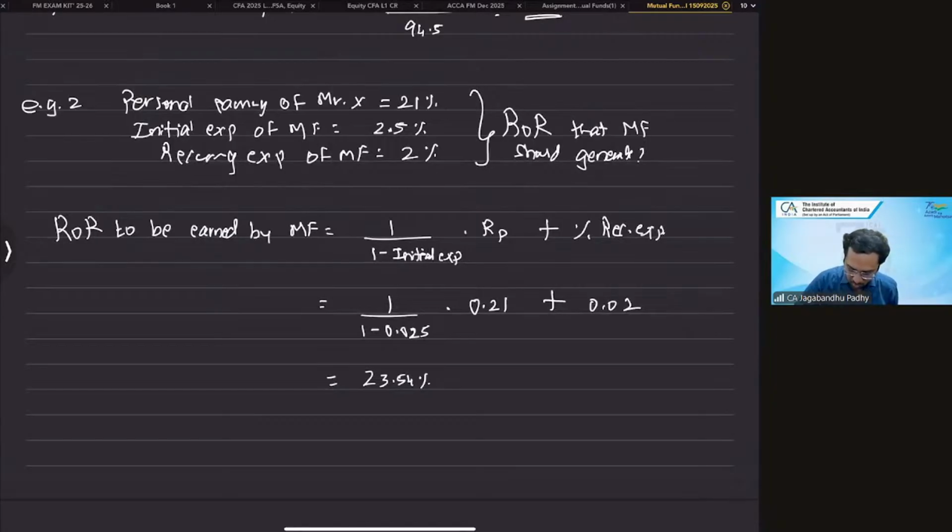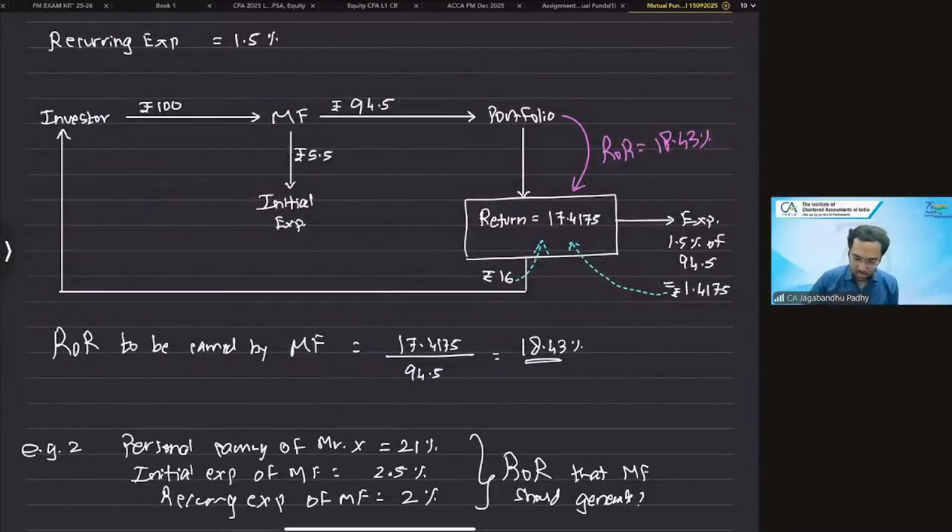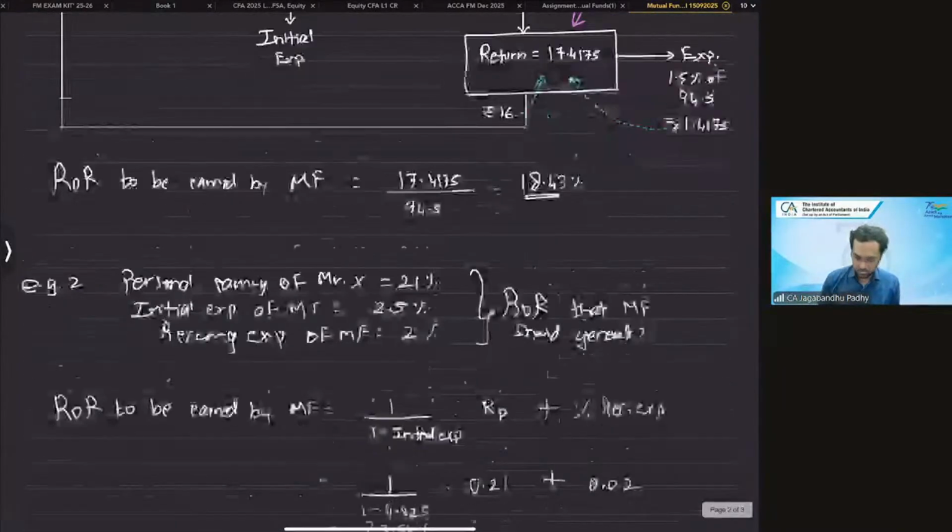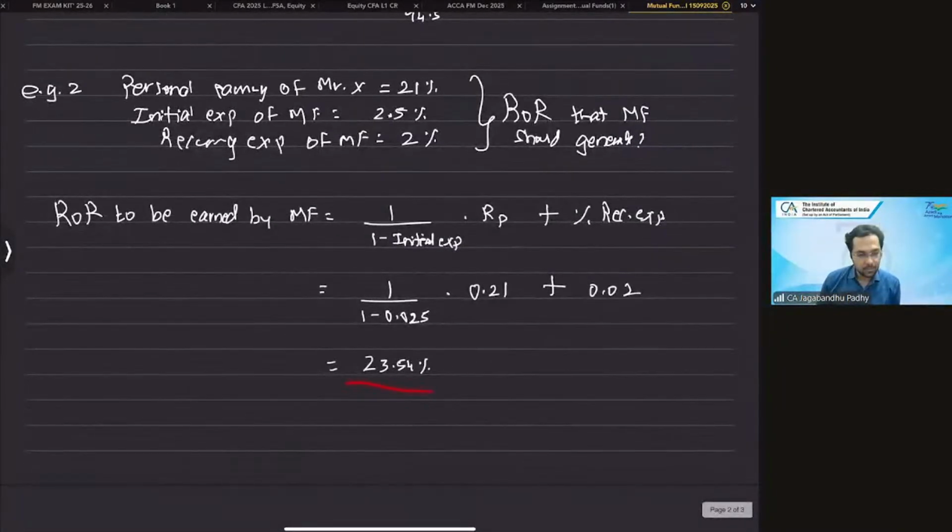You're supposed to earn this 21 rupees on this 100 minus this amount, 100 minus 2.5, or 1 minus 0.025 you can take. Plus also you need to earn this percent return. Right? So I've given the logic with this diagram and also with this formula. I hope it is clear, everyone. Yes, clear. Okay.